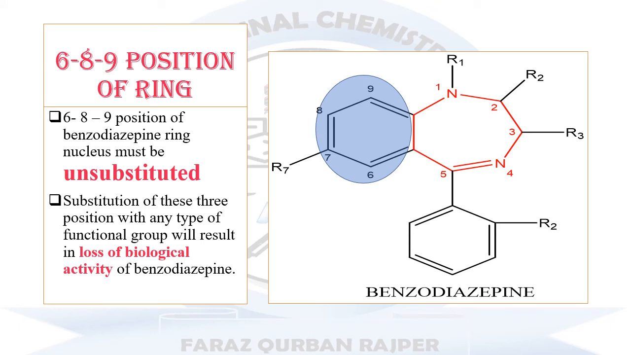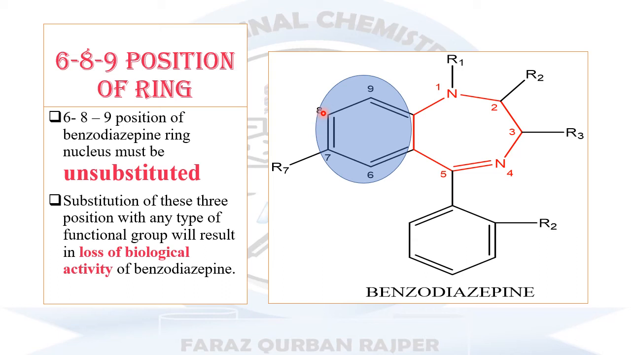The positions 6, 8, and 9 of the benzodiazepine ring must be unsubstituted. Why? Because if any type of functional group is substituted at positions 6, 8, and 9, whether it is an alkyl side chain, a halogen, or any other functional group, it will result in the loss of benzodiazepine therapeutic activity.